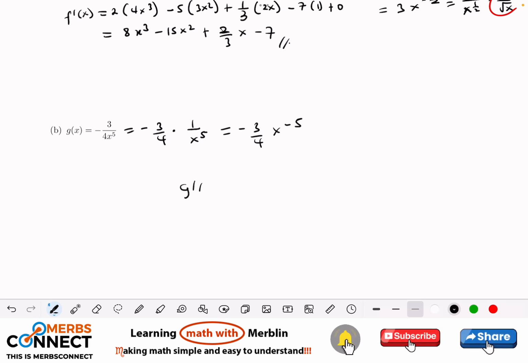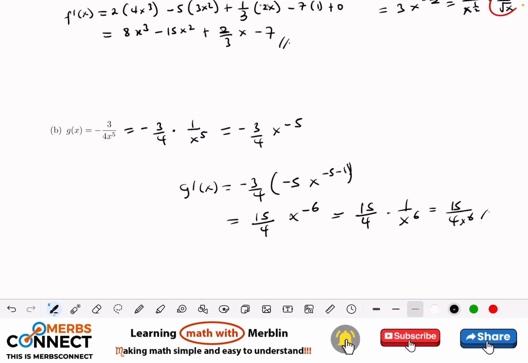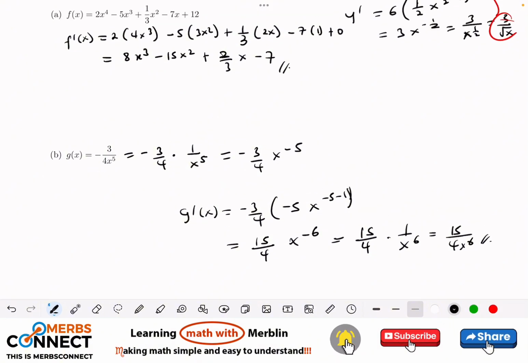So what will be g prime of x? Using the power rule, I maintain what is in front of the function, 3 over 4. Then I use the power rule to differentiate x to the power negative 5. So minus 5x to the power minus 5 minus 1. So when I multiply, I'll have 15 over 4 x to the power minus 6. So if I want to leave it in this form, that's all. But if I want to simplify again, then I can write this as 15 divided by 4 times 1 over x to the power 6, which is the same as 15 over 4x to the power 6 at the end of the day, right?